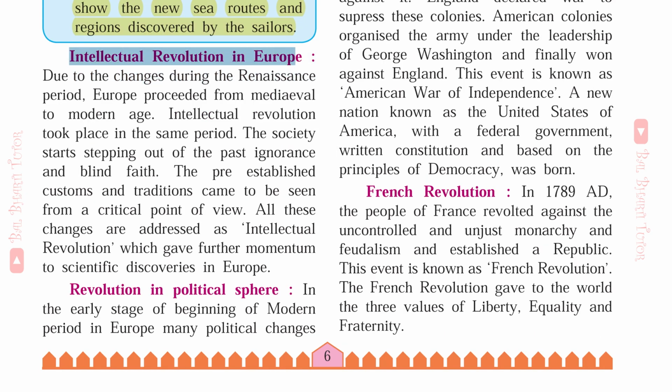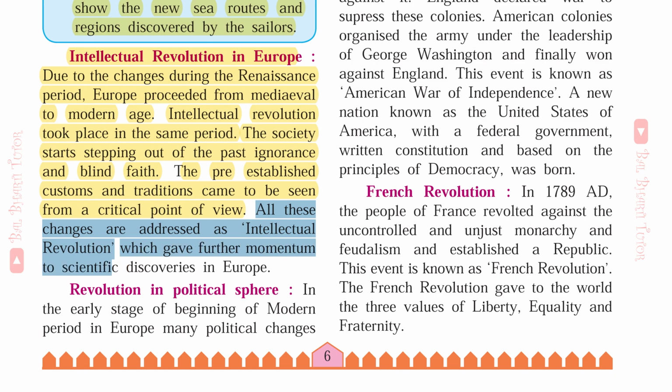Intellectual revolution in Europe. Due to the changes during the Renaissance period, Europe proceeded from medieval to modern age. Intellectual revolution took place in the same period. The society starts stepping out of the past ignorance and blind faith. The pre-established customs and traditions came to be seen from a critical point of view. All these changes are addressed as intellectual revolution, which gave further momentum to scientific discoveries in Europe.